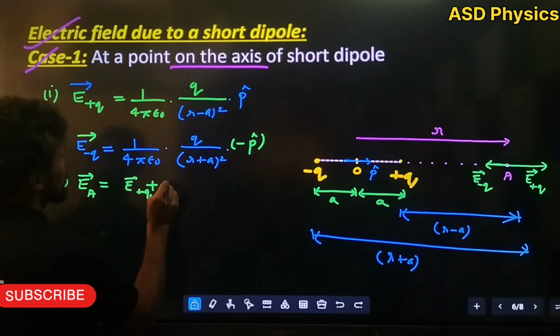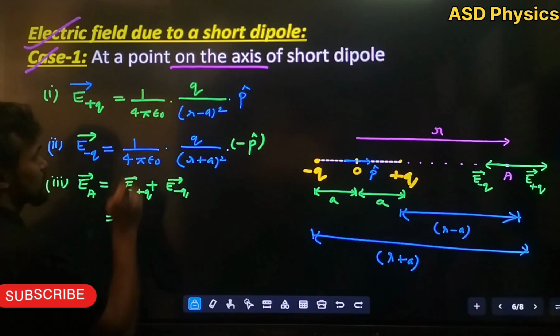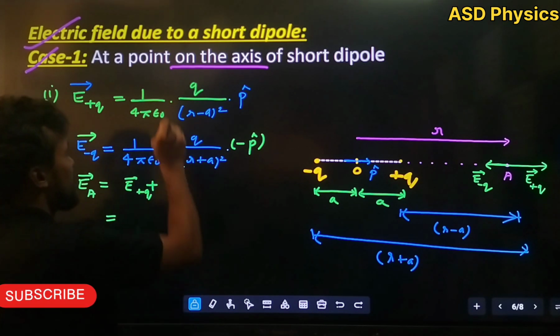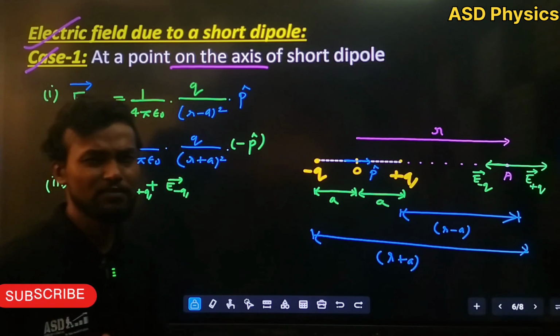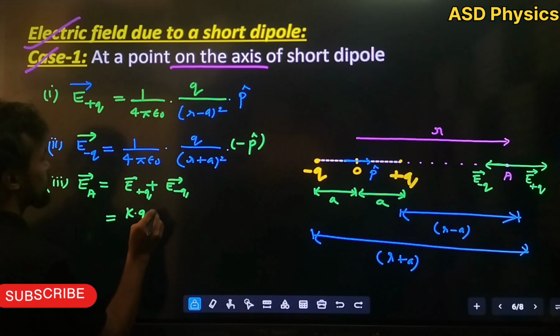So E plus Q plus E minus Q. You can see what other things are very common in this. We will just note down here. And this 1 by 4 pi epsilon naught, I will just write K. So what we can write here? K into Q.